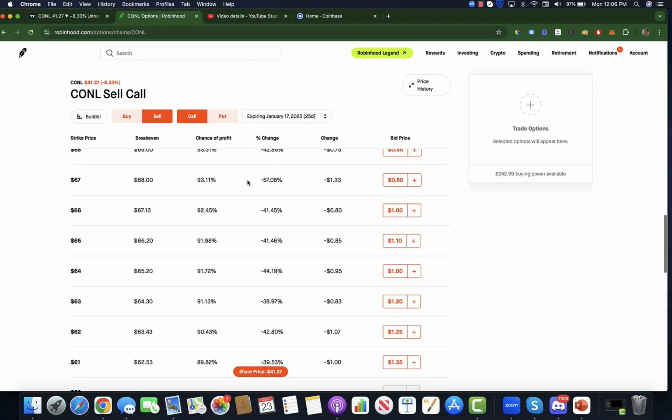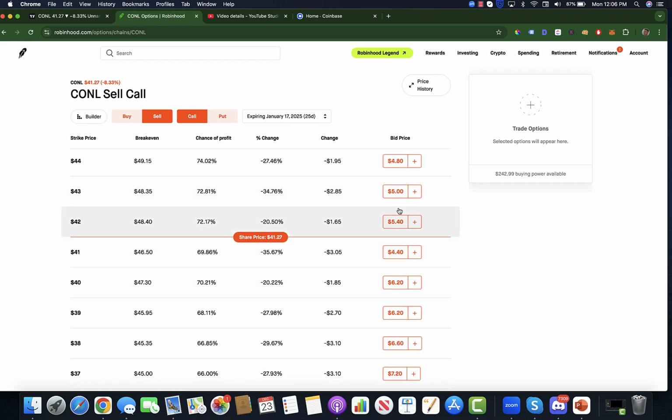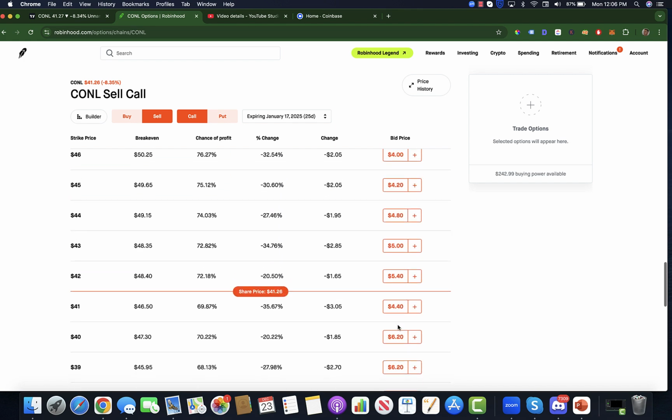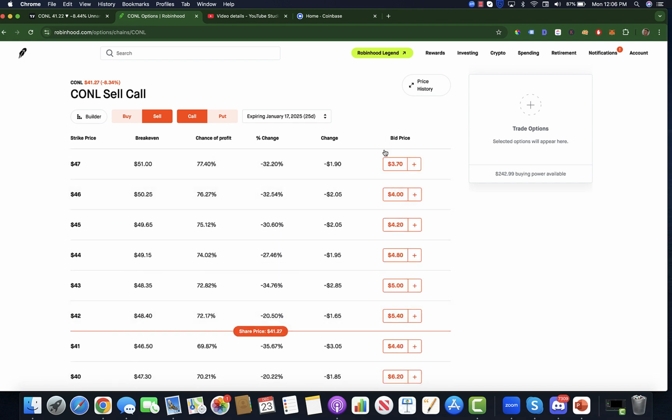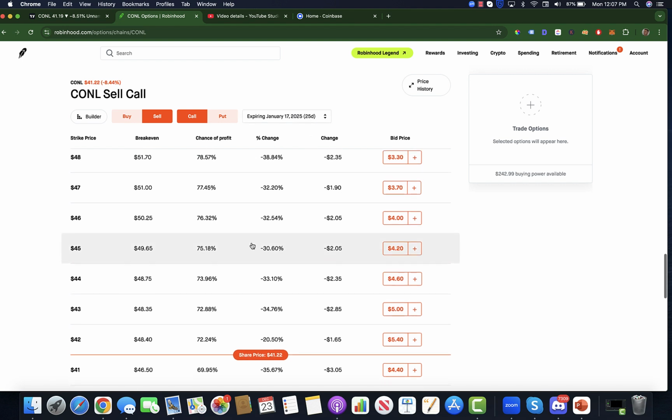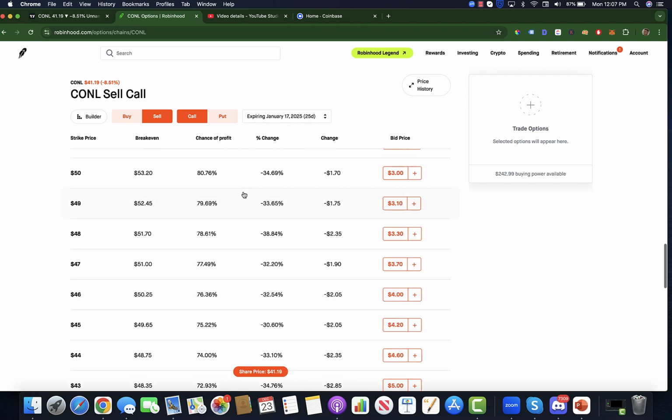Notice how when we're at the money, these are the most expensive, and if you go lower in the money, it gets more expensive. But when you roll, you want to roll further out of the money. So let's say you sold calls right now for a $45 strike and a 420 premium, and let's say by January 17th, it's at 49, right?